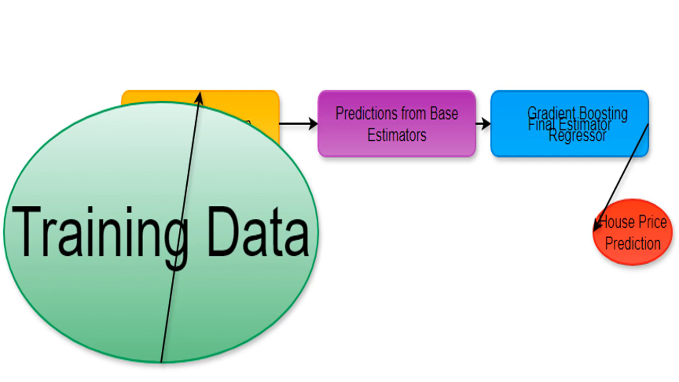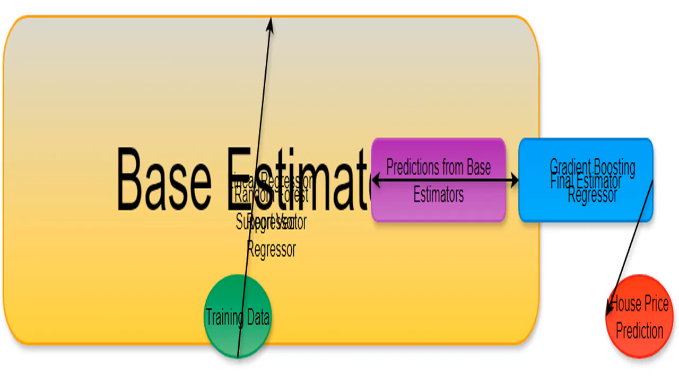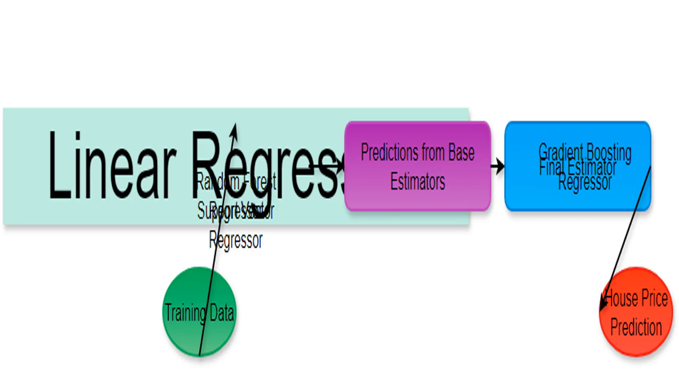It's like getting expert opinions, and then having a super expert, our final estimator, weigh them to make the best decision. This is one of our simple, but effective, base models. It tries to find the best fitting line through our data points to make predictions. This is another base model that builds multiple decision trees and averages their predictions for a more robust result. Think of it like consulting many experts instead of just one.